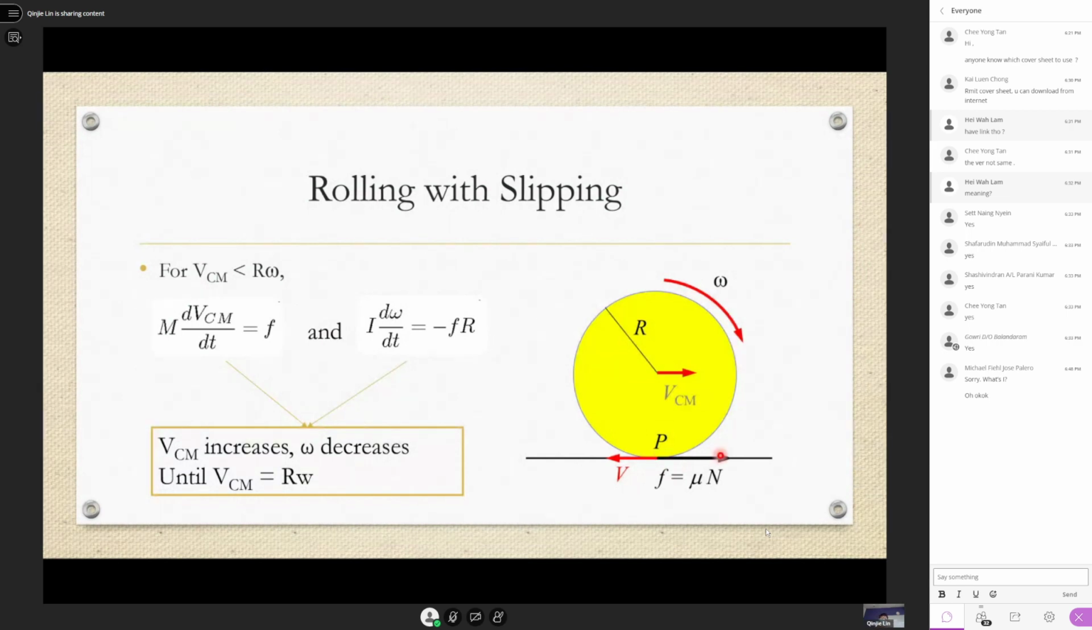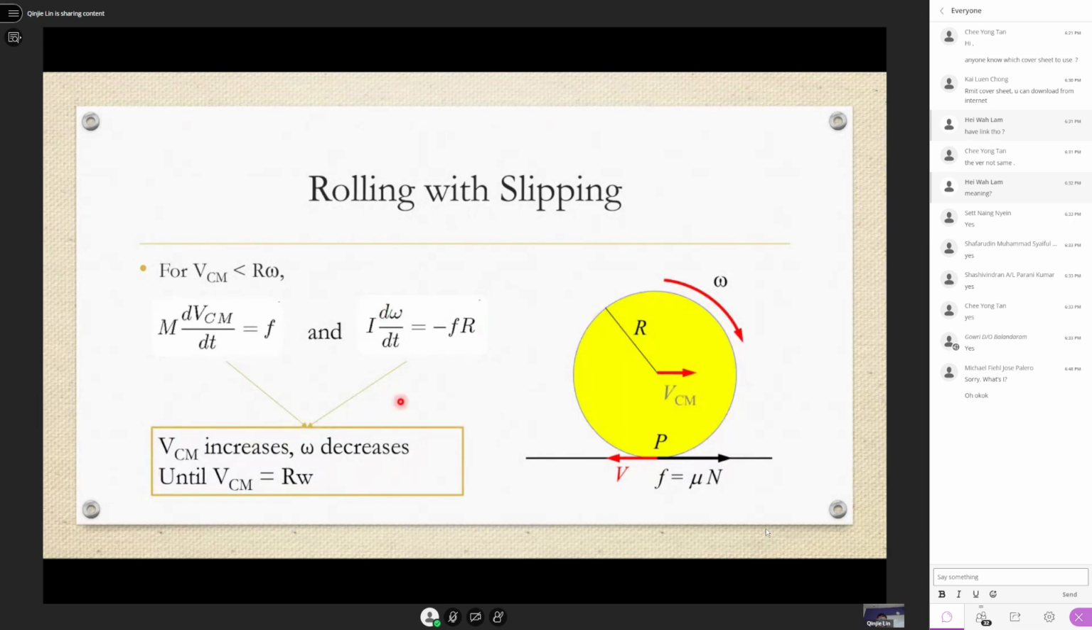And this friction pointing to the right is important, because it will give you these equations. So MA equals F. You can see this whole system, this friction force is trying to speed this ball up. It's trying to increase VCM.